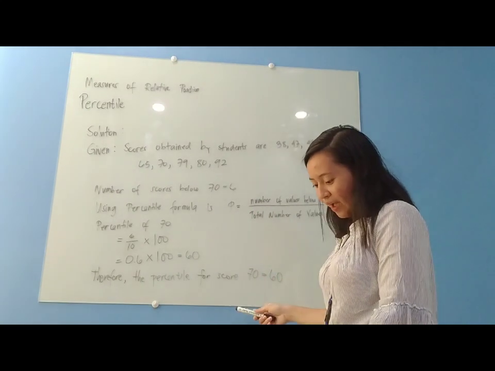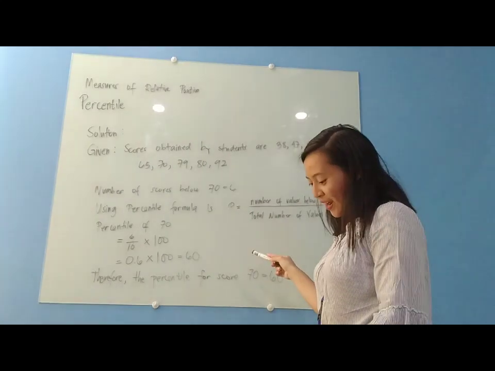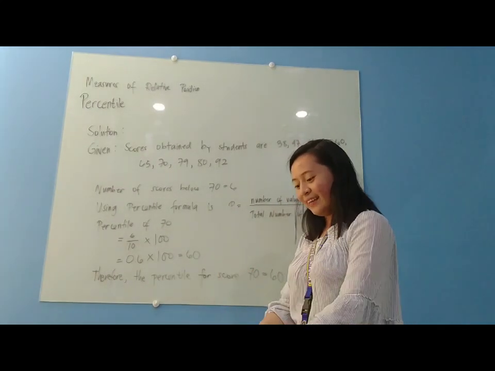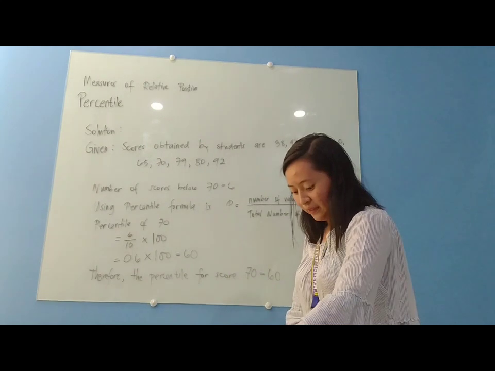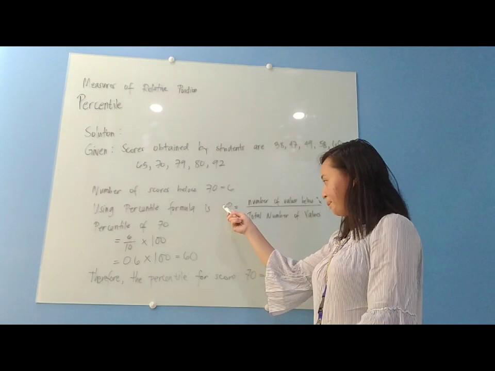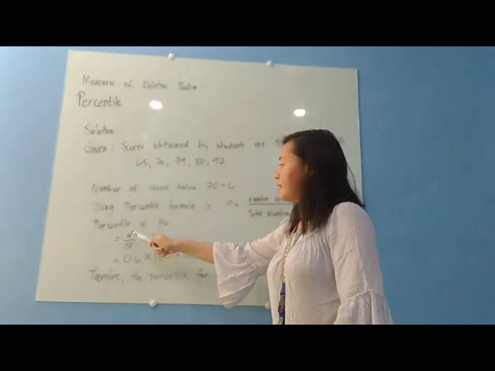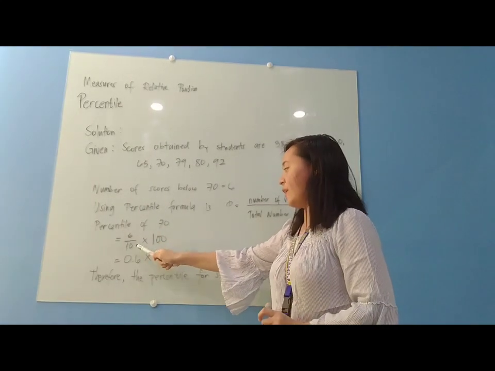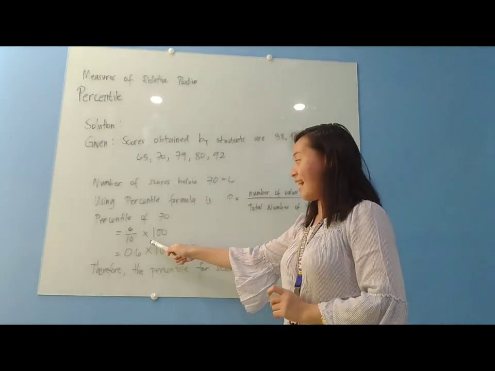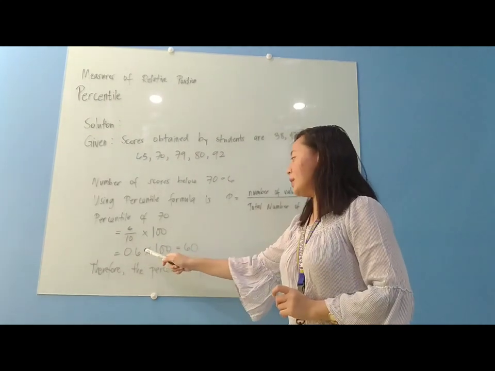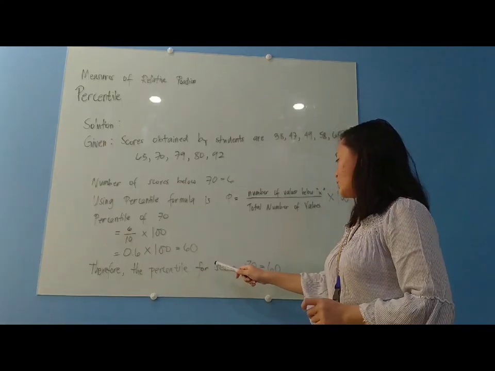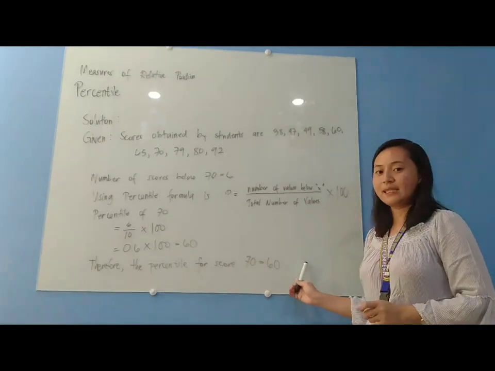Using the percentile formula, percentile equals the number of rank divided by the number of values in the data set, times 100. So 6 divided by 10 equals 0.6, times 100. 0.6 times 100 equals 60. Therefore, the percentile for score 70 equals 60.